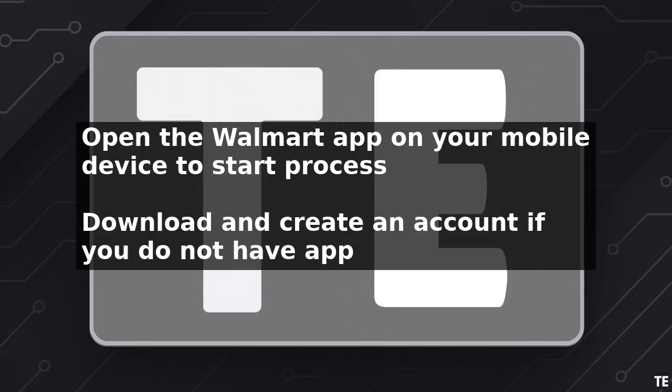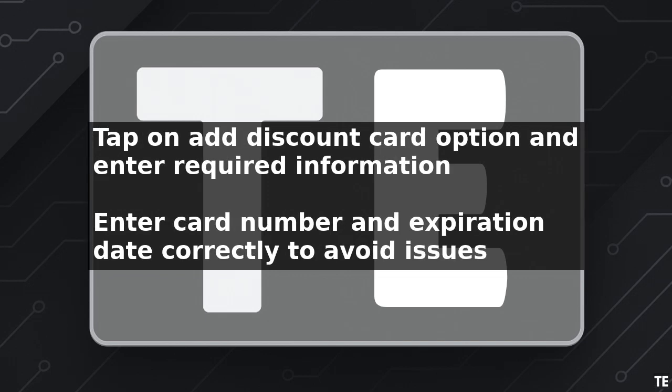add a discount card. Tap on the Add Discount Card option and enter the required information such as the card number and expiration date. You may also be asked to provide the security code and your name as it appears on the card. Make sure to enter the correct information to avoid any issues with using the discount card.